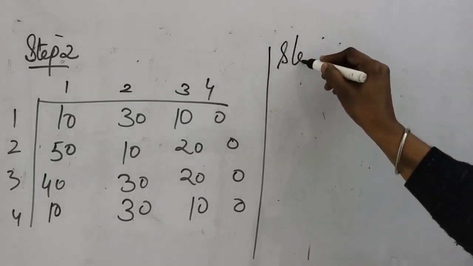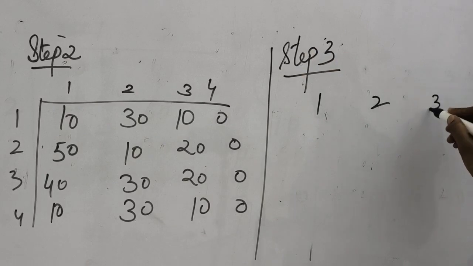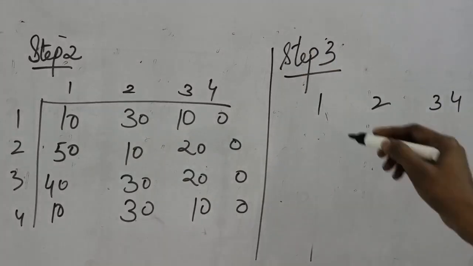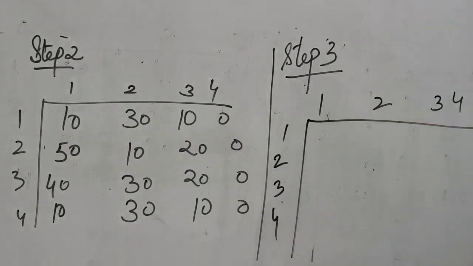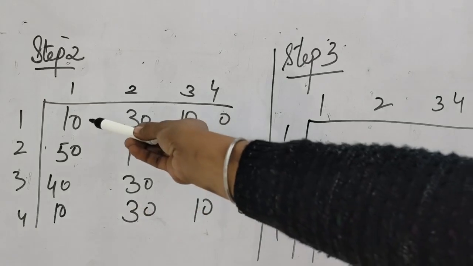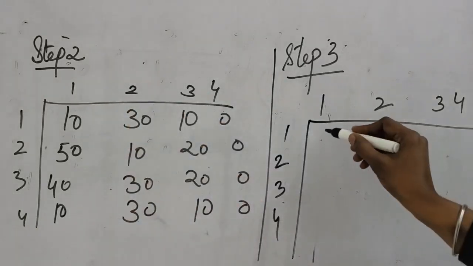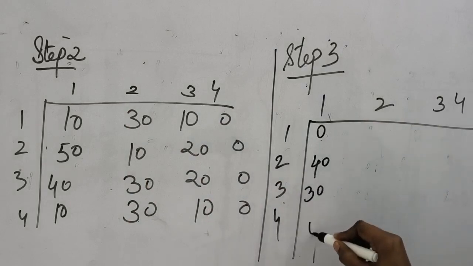Now this column reduction step will be our step number 3. Again, there are 4 courses and there are 4 professors. So now for column reduction, again we will be choosing the minimum element from each column. So here the minimum is 10 in the first column. So subtracting 10 from all the elements, we will get 0, 40, 30, 0.